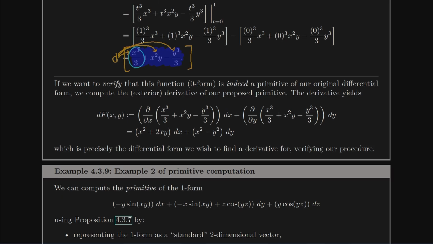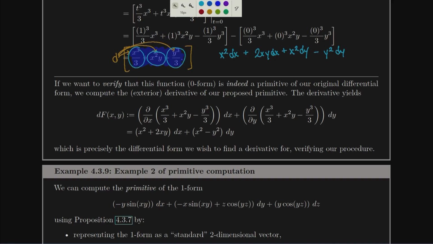When I take d of x cubed over 3, that's going to give me what? x squared dx. When I take d on x squared y, that's going to give me a product rule. So I'm going to have 2xy dx, that's my derivative in the x variable, plus I'm going to have x squared dy, that's my derivative in the y variable. And then on my negative y cubed over 3, I'm going to end up with minus y squared dy. That's going to be my exterior derivative.